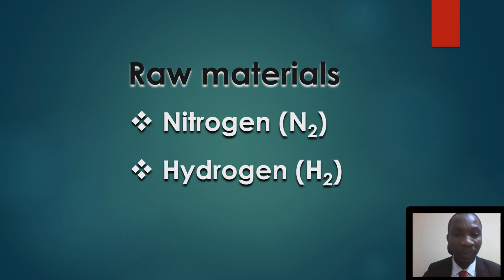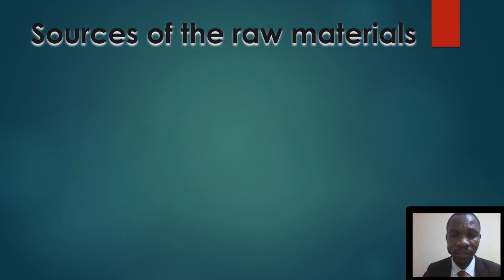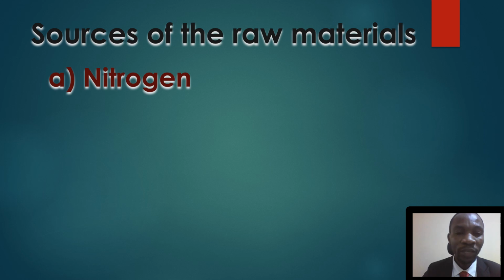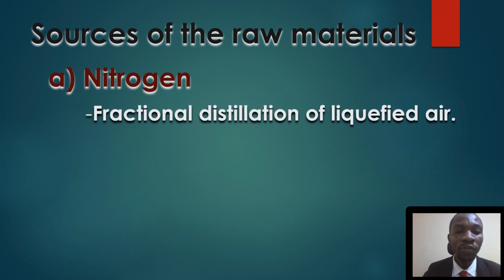Now, can we see where to get them? So, nitrogen: air is a mixture of gases, and the largest component of air is nitrogen gas. So, we can get nitrogen gas for the Haber process from the air. But the biggest question is, how can you obtain nitrogen from the air? It is only through one process we call fractional distillation of liquid air. So nitrogen, you can obtain it from the air through fractional distillation.